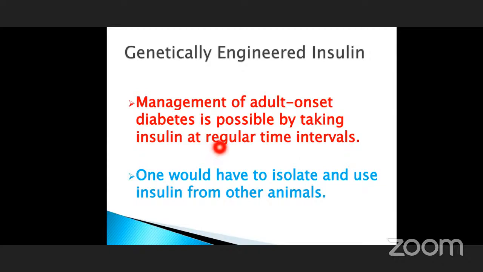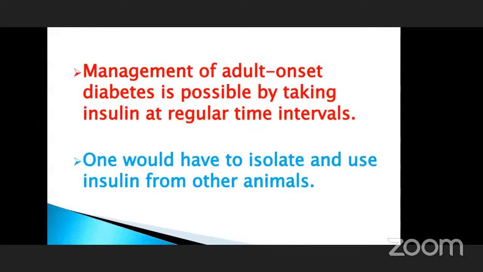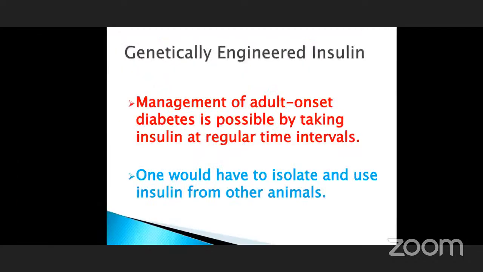So in old days, 20, 30, 40 years back, these cattle and pigs were killed and their pancreas was used to extract the insulin. But nowadays, with the help of genetic engineering, insulin is synthesized artificially within the laboratory. One would otherwise have to isolate and use insulin from other animals like cattle and pigs.